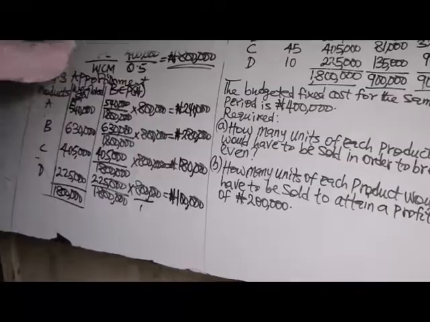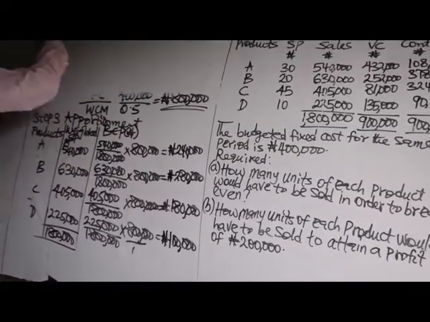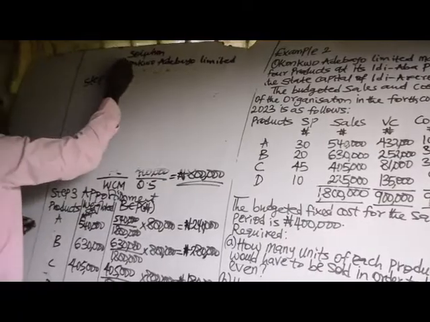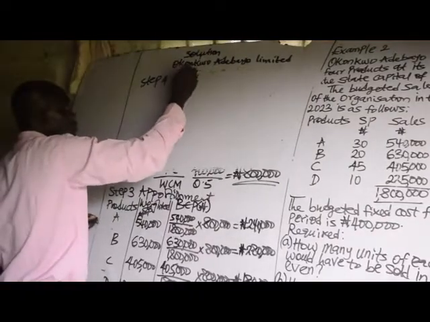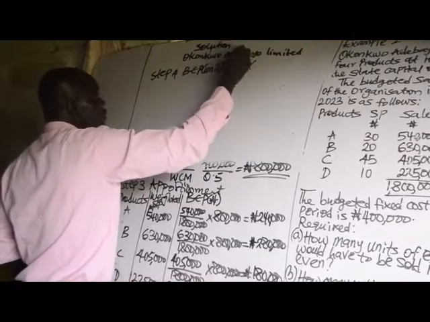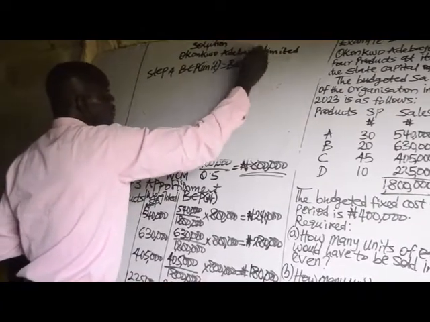So what is now the BEP in units now? Step 4. BEP in units, which will be BEP in sales value divided by the selling price.